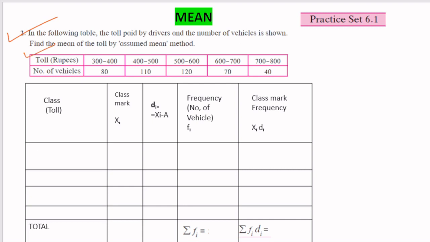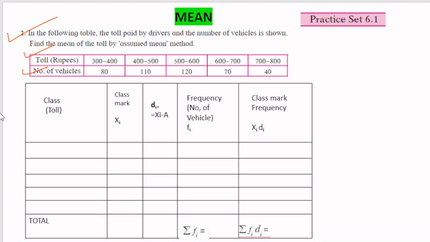So toll paid in rupees and number of vehicles is given. Again, what we have to do every time, same thing: we have to write down the classes. Write the class from 300 to 400, 400 to 500. I've written all the classes. You can write by yourself, easy.